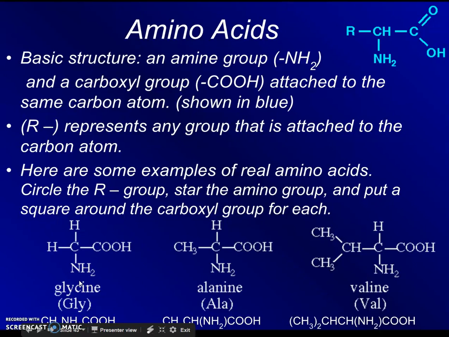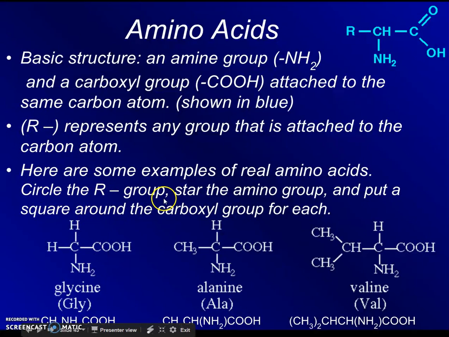Let's do the carboxyl group. Let's put a box around the carboxyl group. So that's COOH. Now up here, we have a C double bonded to an O and then an OH coming off of it. That's COOH. Down here, they just wrote it out, COOH. They didn't show the bonds like they did up here, but it's the same thing. So let's put a box around the carboxyl group. So box that guy, box that carboxyl, and box that carboxyl. So we have our amine group, our carboxyl group, and then the last group is the R group.